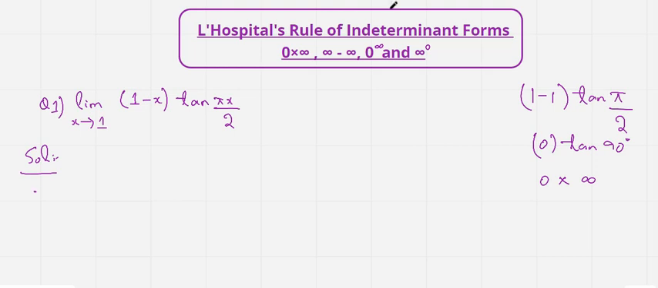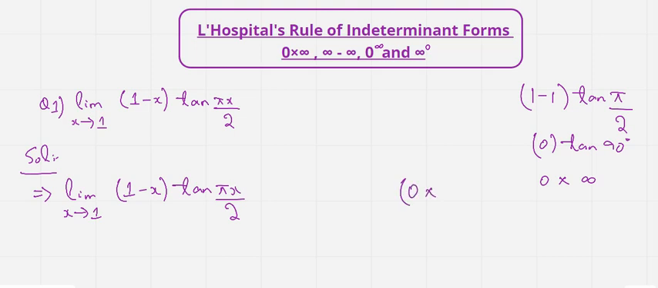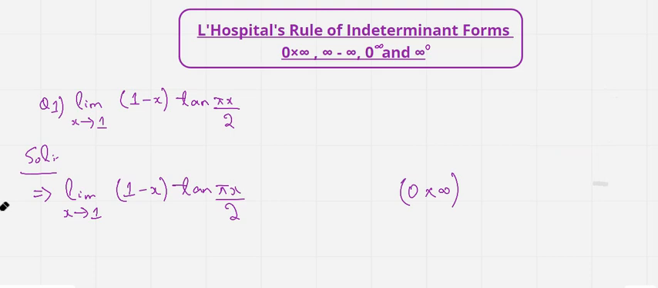So what I do is simply write the limit when x is tending to 1 on this product of two functions, which is giving me the type 0 into infinity. I want to get rid of this condition.